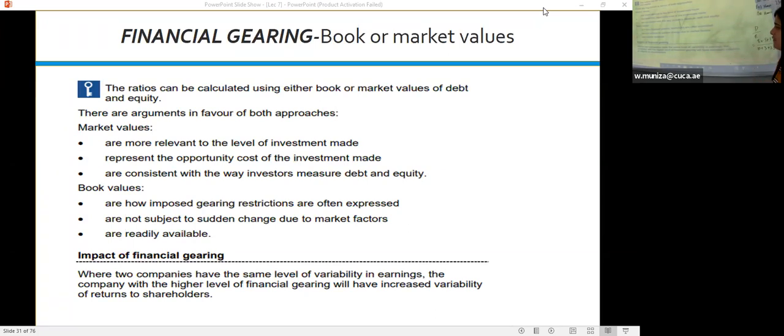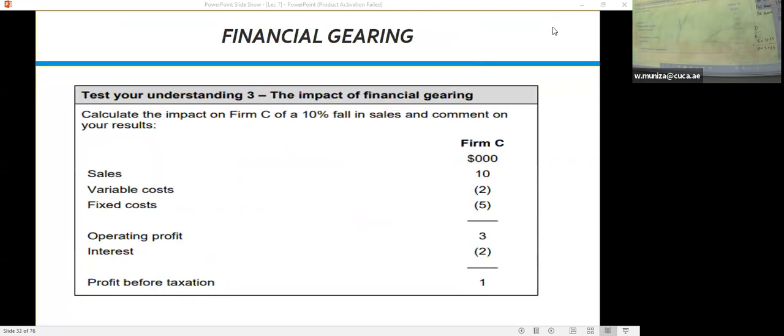What is the impact of the financial gearing? Where two companies have the same level of variability in gearings, the company with the higher financial gearing will have increased variability of the returns to the shareholders. The companies which are having higher financial gearing will have investors requiring higher returns. Now over here, the impact of the financial gearing.